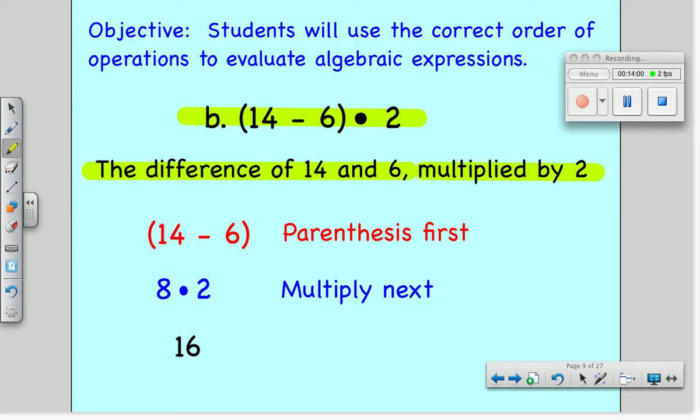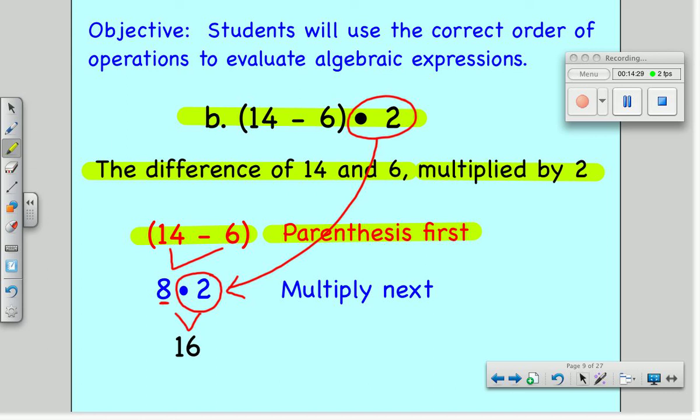So now actually solving the problem, 14 minus 6 is first, parentheses first. 14 minus 6 is 8, so that's where this 8 comes from. And this multiplied by 2 comes from up here, writing that. And 8 times 2 is 16. So you are writing 8 times 2 multiplied, and then our answer is 16. And again, if you need to make the same pen marks that I make, that's fine, go ahead and do that.